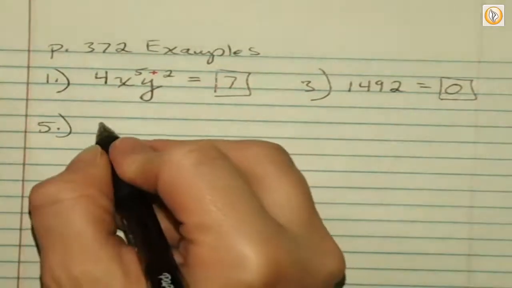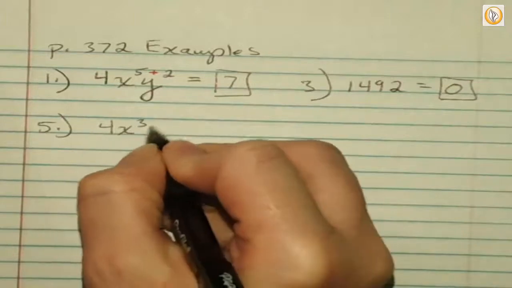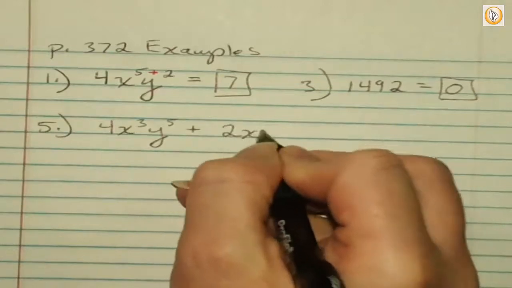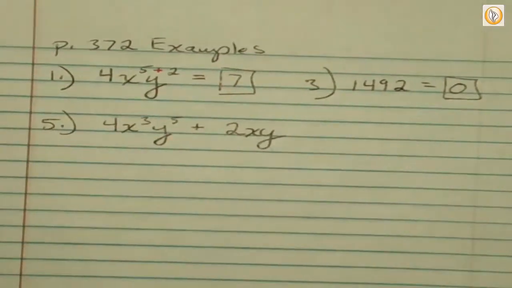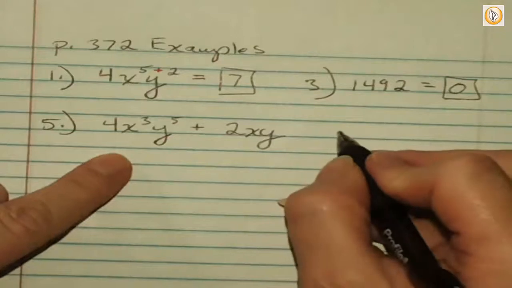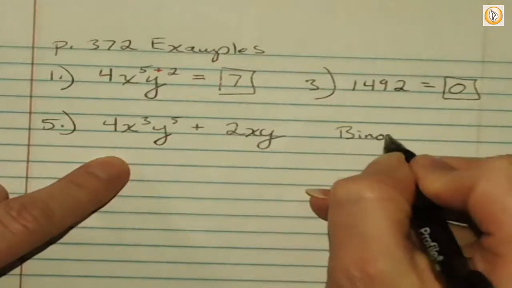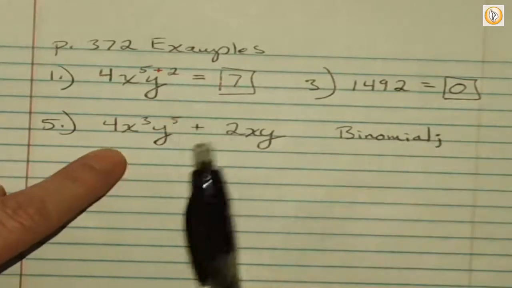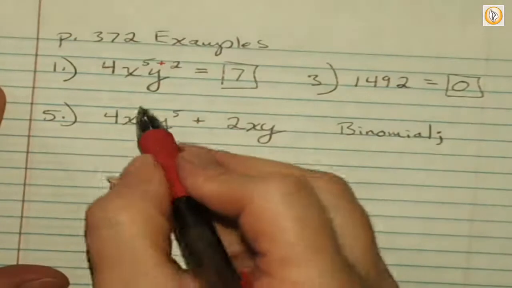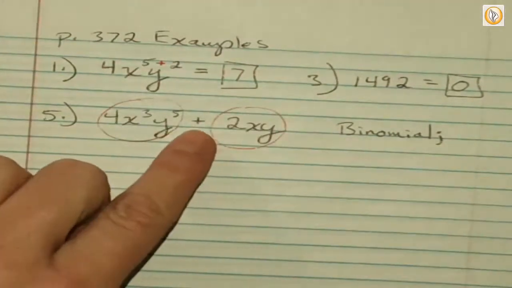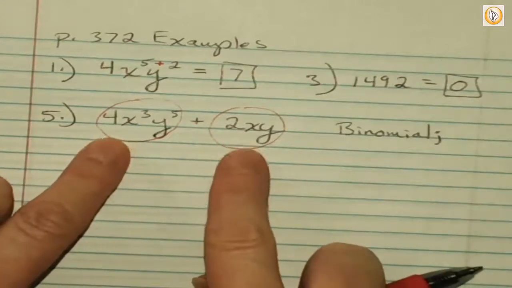So let's look at 5. 4x cubed times y to the 5th plus 2xy. Ariel, how many terms are there? There are 2. So what kind of polynomial is it? Binomial. Very good. Does everyone see that? 2 terms. I have 1 and 2, and I'm circling it without the plus sign just so we can focus on how many terms.